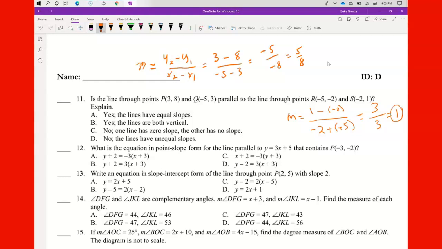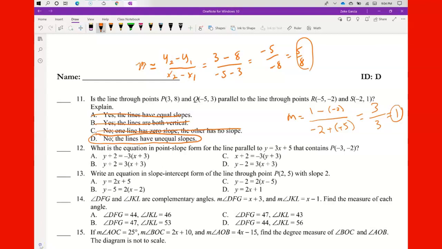The slope between R and S is 1, and the slope between P and Q is 5/8. So I would say the answer has to be between the last two. No, one line has a 0 slope and the other has no slope. That was not correct. The lines have unequal slopes. These are unequal. So your answer is D.